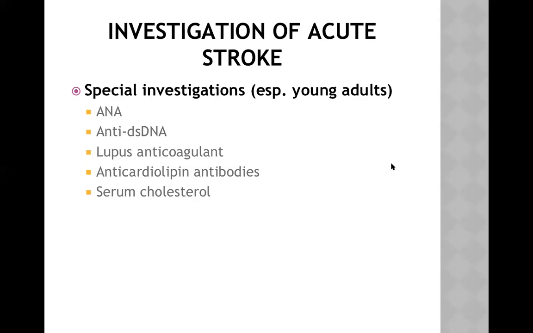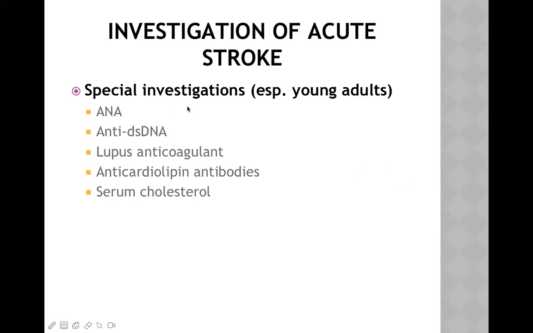So to find that out, we need certain other tests, and these are ANA, anti-nuclear antibody, and anti-double-stranded DNA. Now tell me, which disease is diagnosed by these investigations? Which is that disease? SLE. Very good. All of you know that SLE.